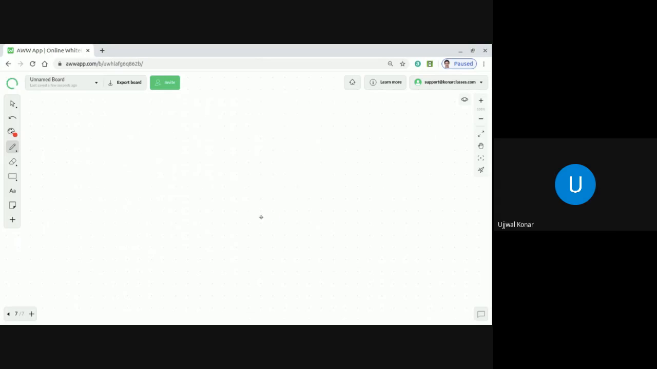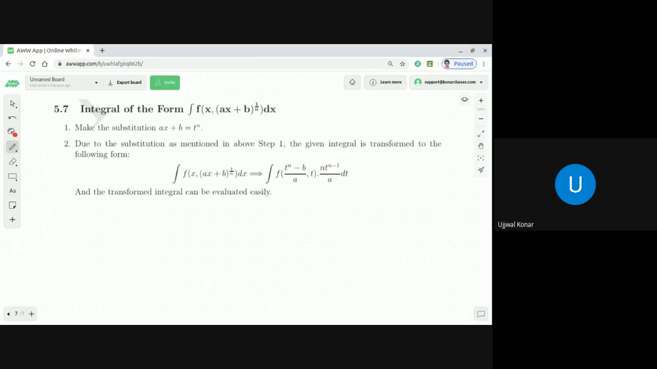So what is that? If you get an integration of the form f of x comma ax plus b power 1 by n dx, it means it is a function of two variables. One variable is x, the other variable is ax plus b power 1 by n. If you get it in this form, then your first and foremost step should be to make the substitution ax plus b is equal to t power n. And due to this substitution, you will find the given integration is transformed to this one.